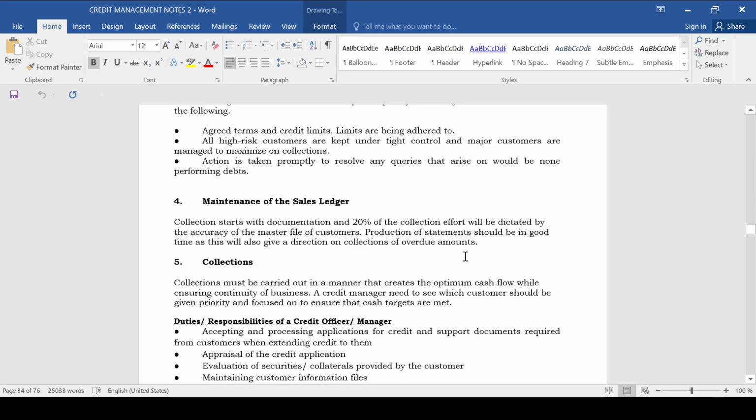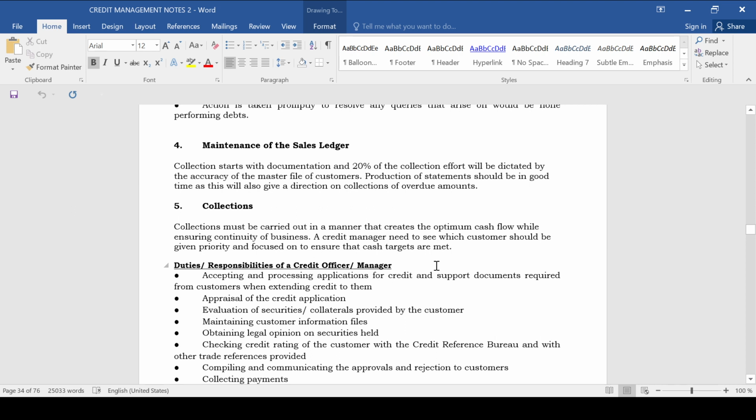This is now whereby a sales ledger, we said, contains the summary of all transactions within an institution: the invoices, the credit notes, the debit notes, the receipts, the discounts, everything. So it is the responsibility of the credit department to ensure that the ledger is maintained and also balancing. Not just maintaining, but ensuring the ledger also is balancing, so that you can be able to produce customer statements at any one given time.